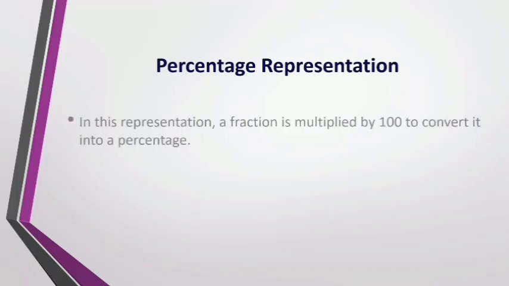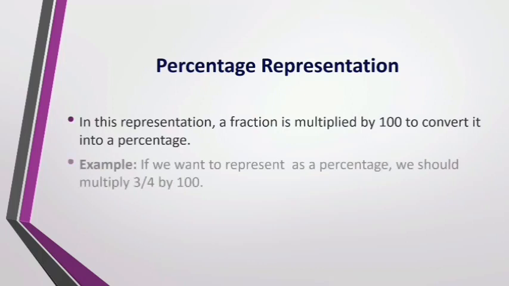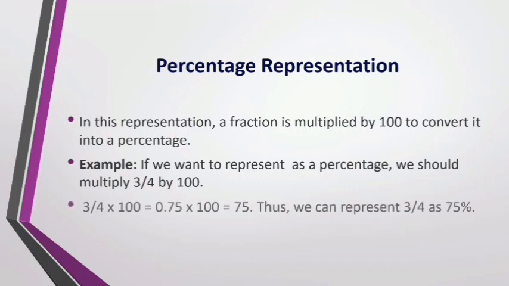Now, the last and third part for the representation is percentage. In this expression, a fraction is multiplied by 100 to convert into a percentage. For example, if you want to represent a percentage, we should multiply 3 by 4 by 100. Means first you should divide 3 by 4, and whatever the answer comes, you should multiply it by 100. So you have already done 3 by 4, which is 0.75, and after the multiplication by 100, it becomes 75. Thus we can represent 3 by 4 as 75%.